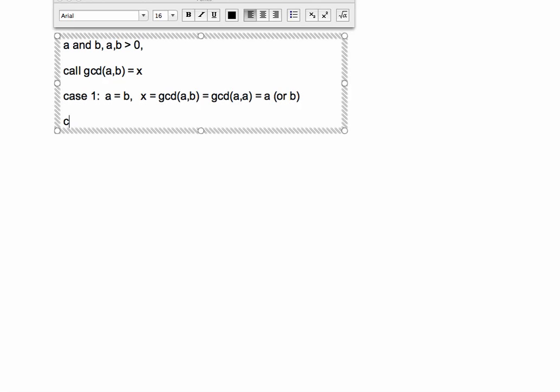Okay, now case 2, let's say that A is greater than B. We can say that without loss of generality, which means that we're not missing any cases here, because if B were actually the greater one, all we have to do is switch the order and rename them, and then A would be greater than B. So it's fine to say that A is greater than B. So we're going to assume that A is greater than B. Okay, great.